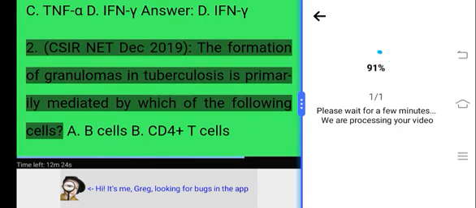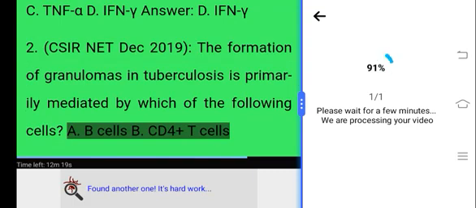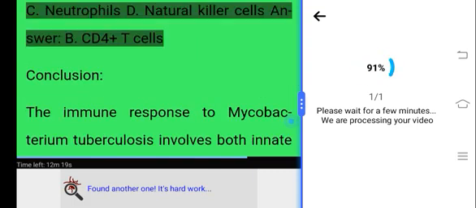2. CSIR-NET Dec 2019: The formation of granulomas in tuberculosis is primarily mediated by which of the following cells? A. B cells, B. CD4+ T cells, C. Neutrophils, D. Natural killer cells. Answer: B, CD4+ T cells.